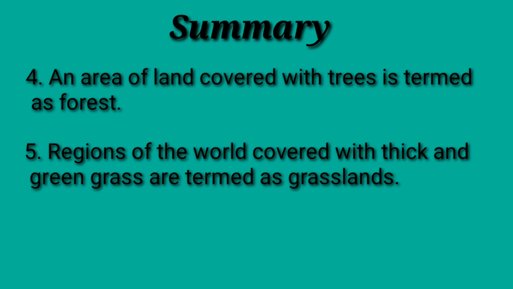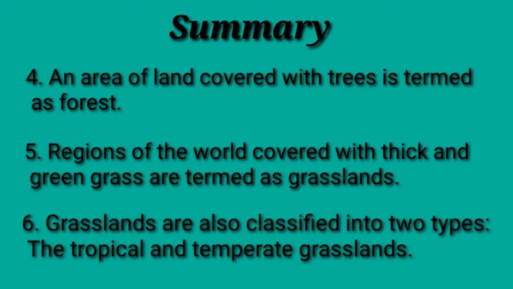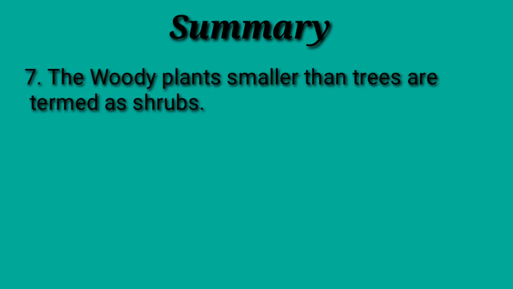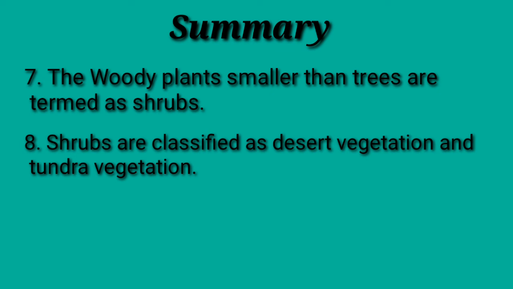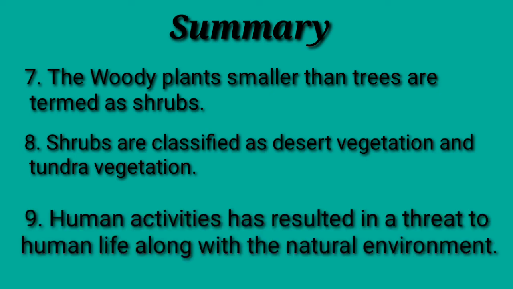Regions of the world covered with thick and green grass are termed as grasslands. Grasslands are also classified into two types, tropical and temperate grasslands. The woody plants smaller than trees are termed as shrubs, and shrubs are classified as desert vegetation and tundra vegetation. Human activities have resulted in a threat to human life along with the natural environment.